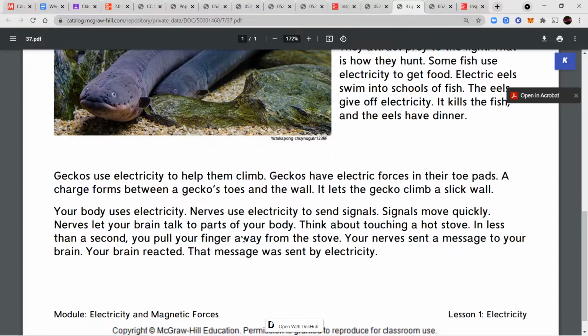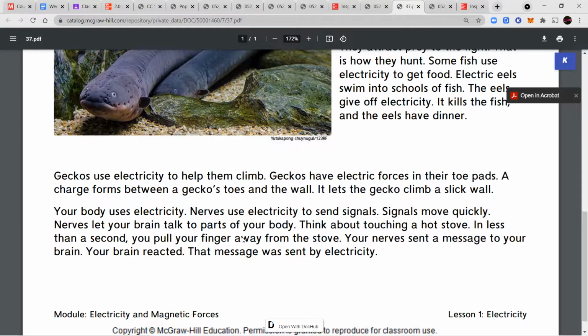Geckos use electricity to help them climb. Geckos have electric forces in their toe pads. A charge forms between a gecko's toes and the wall. It lets the gecko climb a slick wall. Your body uses electricity. Nerves use electricity to send signals. Signals move quickly. Nerves let your brain talk to parts of your body.